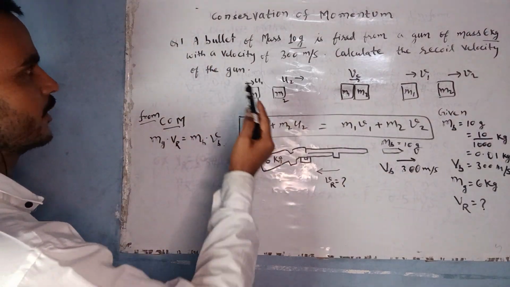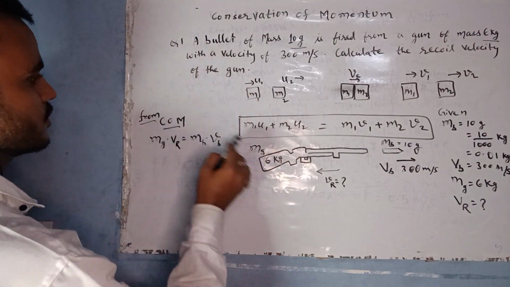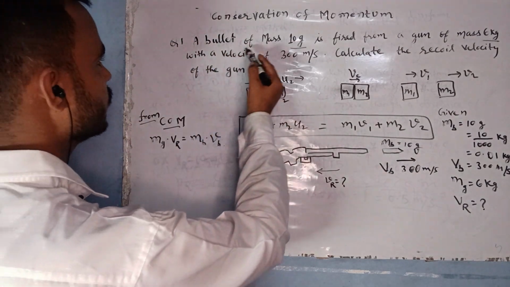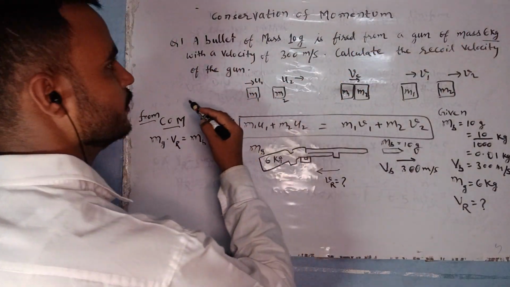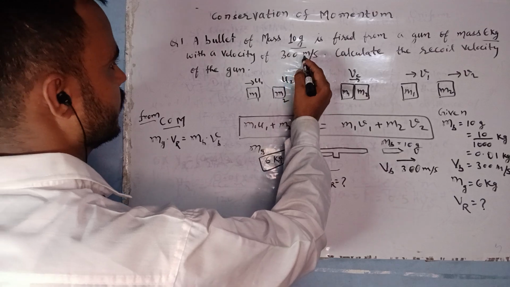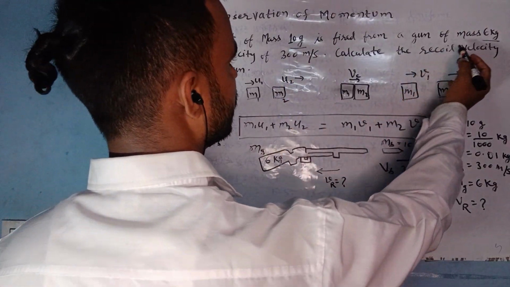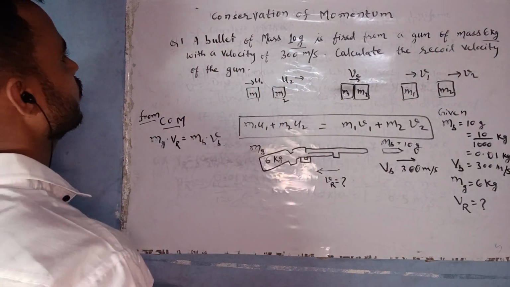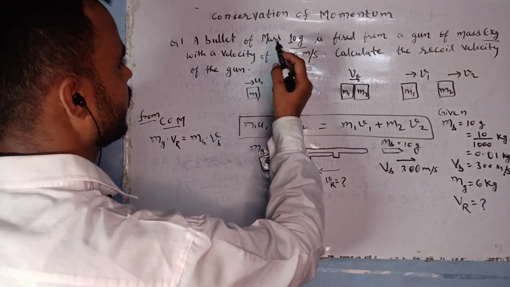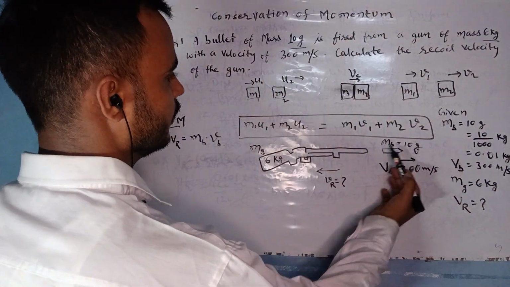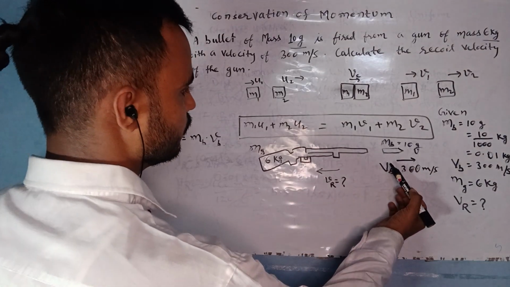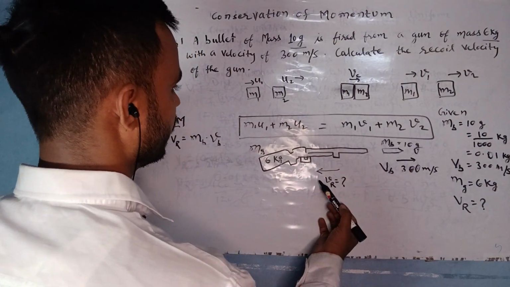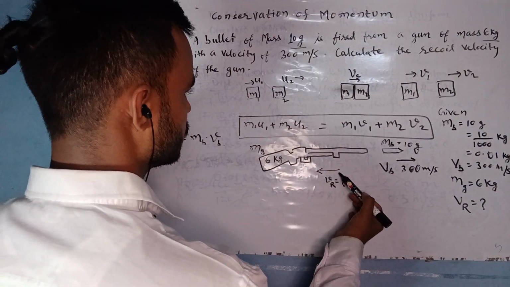Suppose we have a problem based on this concept: a bullet of mass 10 gram is fired from a gun of mass 6 kg with a velocity of 300 meter per second. Calculate the recoil velocity of the gun. So the bullet's mass is given, the gun's mass is also given, and the bullet's velocity is given, and we have to find out the recoil velocity.